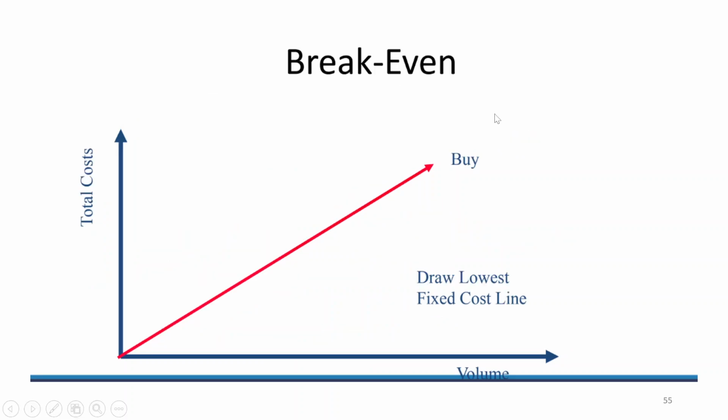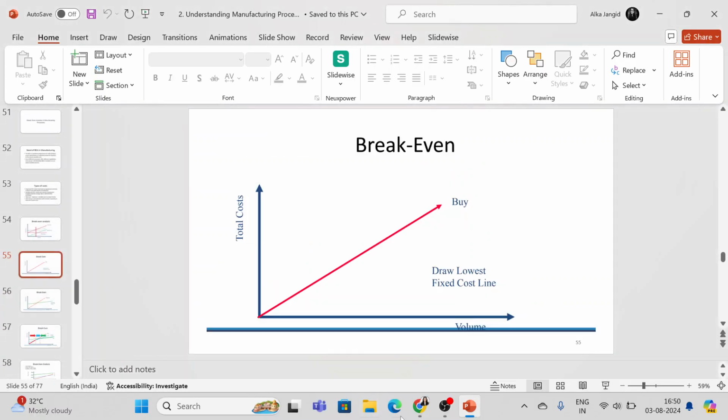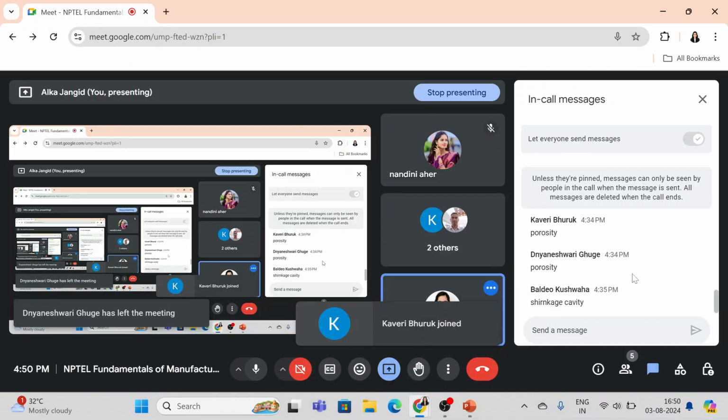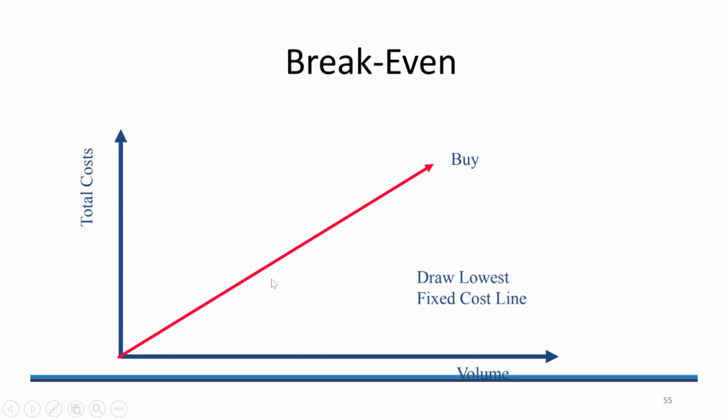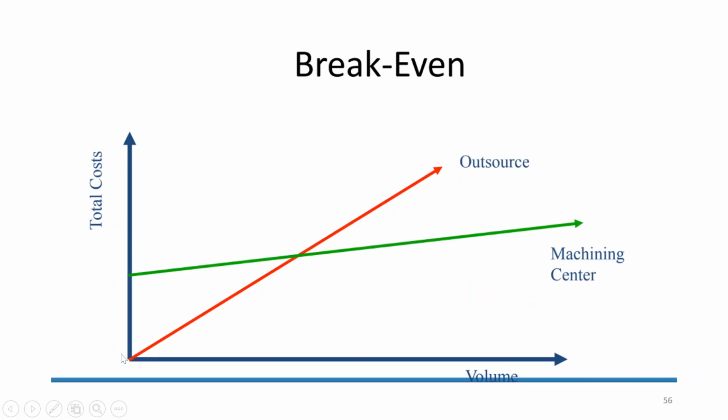Now when you are purchasing, the cost will start from 0, because for 0 units you won't require any money. With increasing units you will increase your total cost in case of purchasing. So purchasing will always start from 0. And when you are using methods such as machining center or casting, it will start at a particular fixed cost.